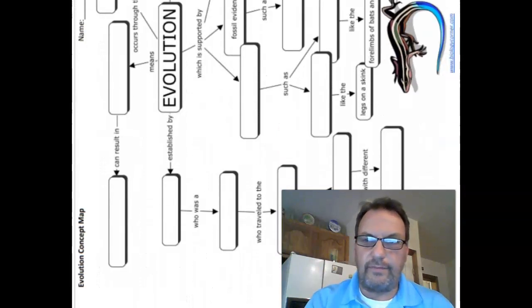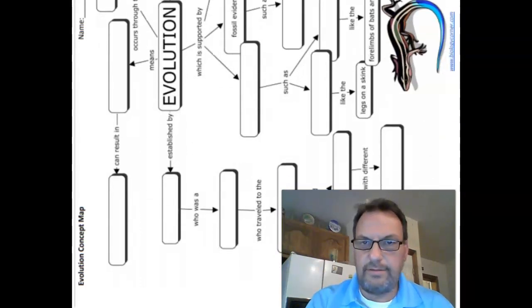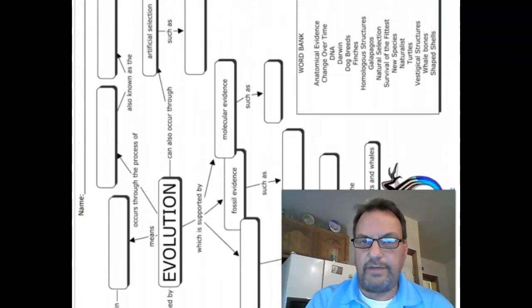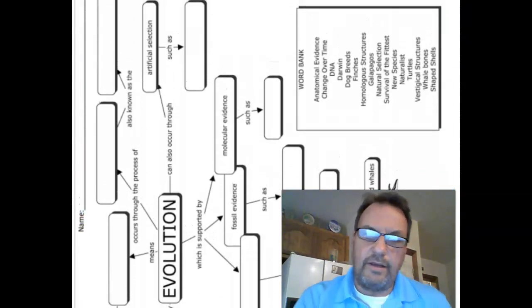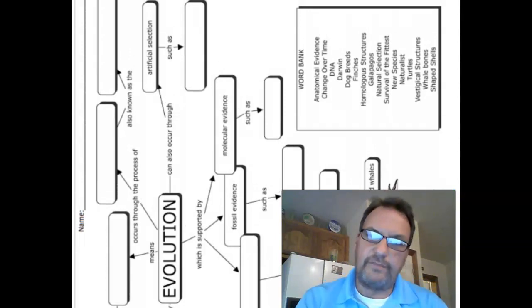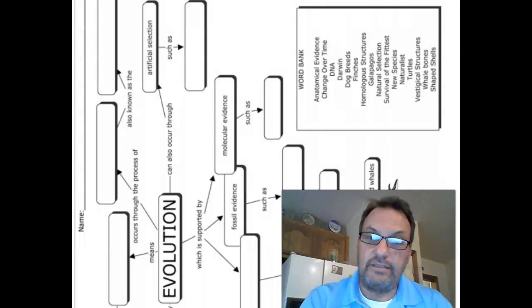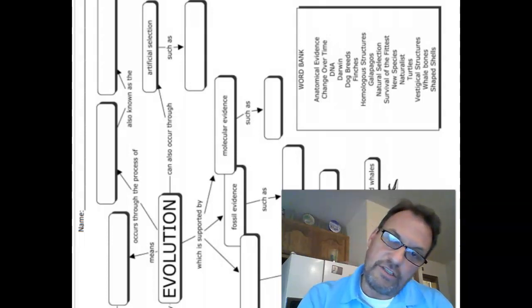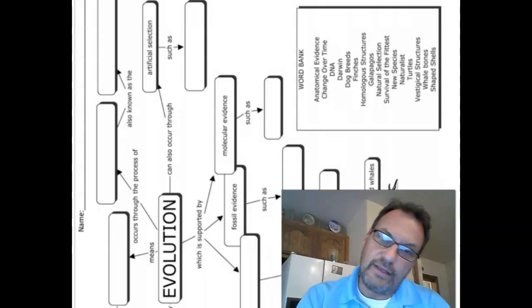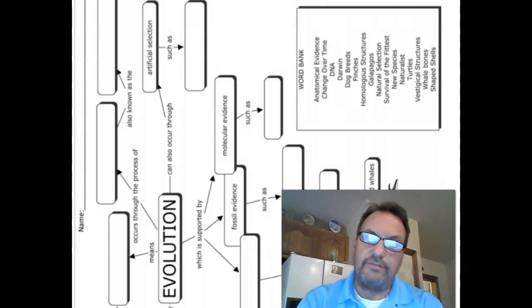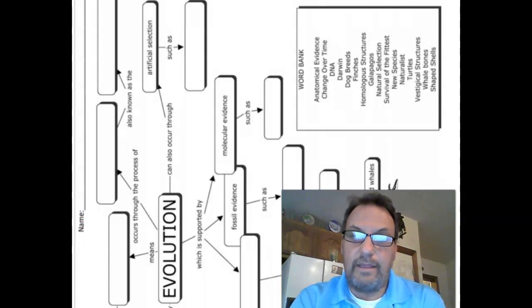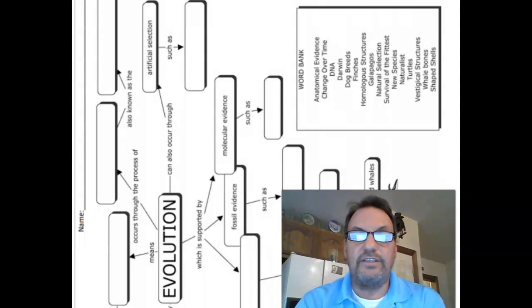If I can get the mouse in the right spot, here we go. Here's the word bank. All right, there is anatomical evidence, change over time, DNA, Darwin, dog breeds, finches, homologous structures, Galapagos, natural selection, survival of the fittest, new species, naturalist, turtles, vestigial structures, whale bones, and shaped shells.